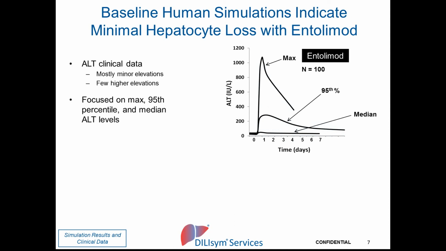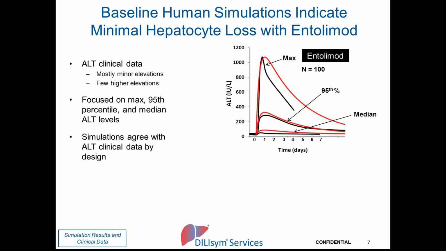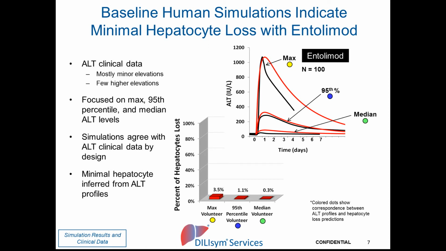We parsed out all that data and really focused in on 3 curves: the maximum, the 95th percentile, and the median response. We then iteratively performed simulations such that we were in agreement with the ALT data, and again, this is by design. Taking that a step further, once we had the ALT dynamics properly represented, we went back and determined the associated hepatocyte loss, and you can see in this figure at the bottom that it ranged from 0.3% in the median to 3.5% in the maximum curve. Again, this is all for a single healthy volunteer median patient.